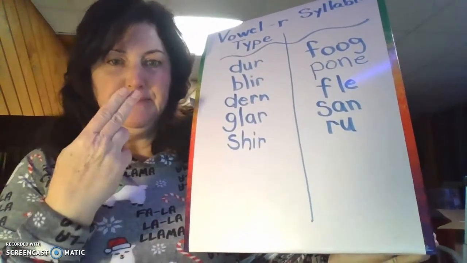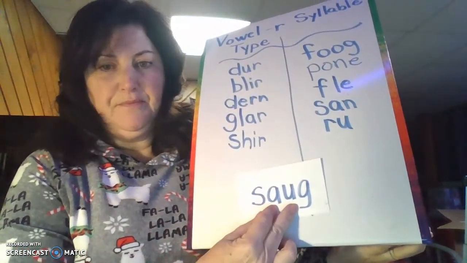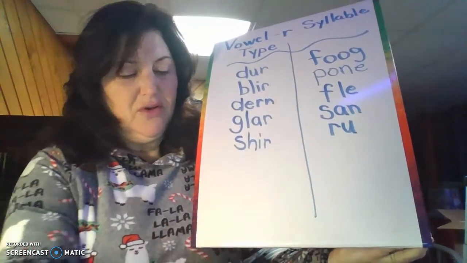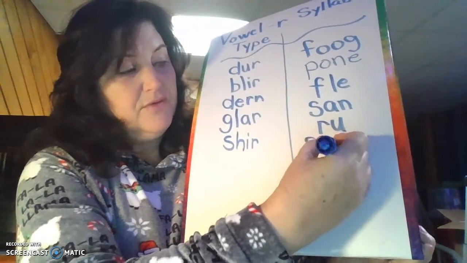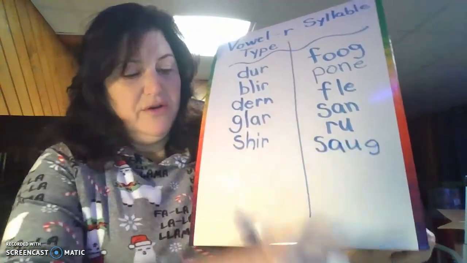If you're doing this, very good. Vowel team. That's going to be og. Remember, AU says all. It's going to go on this side. That is not a vowel R syllable. It's a vowel team. Sog.